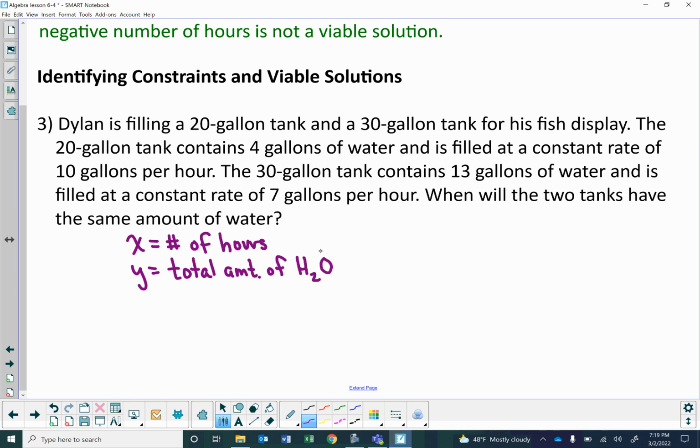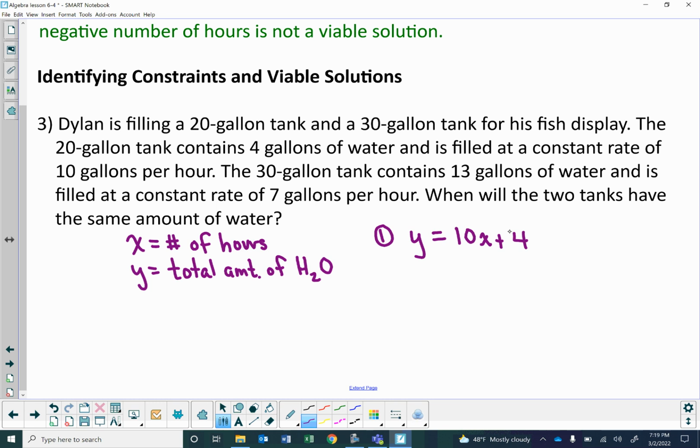Okay, so my first equation: he's filling a 20-gallon tank and a 30-gallon tank. The 20-gallon tank contains 4 gallons of water, which means it already has 4 gallons of water in it when he starts to fill it with water. Okay, and it's going to fill at a rate of 10 gallons per hour. So the total amount of water in the 20-gallon tank is going to equal the 10 gallons of water per hour, so 10 times x, plus the initial 4 gallons it started with.